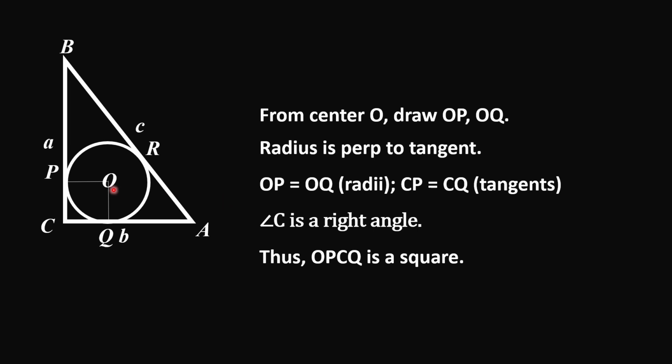From the point O, we are drawing two radii, one horizontal and one vertical. The angle between the two radii is 90. Each radius is perpendicular to the tangent, and angle C of the right angle triangle is a right angle, 90 degrees. So OP equals OQ, the two radii, and from the point C, CP is equal to CQ, the two tangents are equal. So this figure OPCQ is a square.